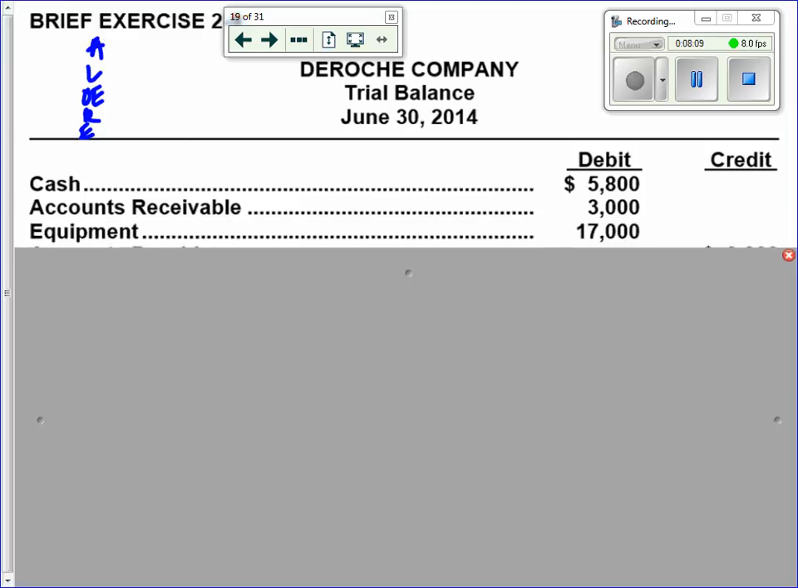The next one's equipment of $17,000. And the reference to page 73 just tells you what order to put them in. Are there any more assets? So if there's no more assets, what are we moving on to next? The L, the liabilities. How many liabilities do you see?